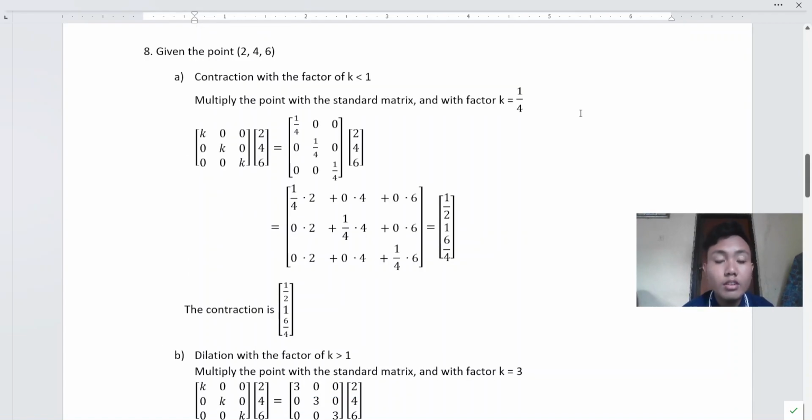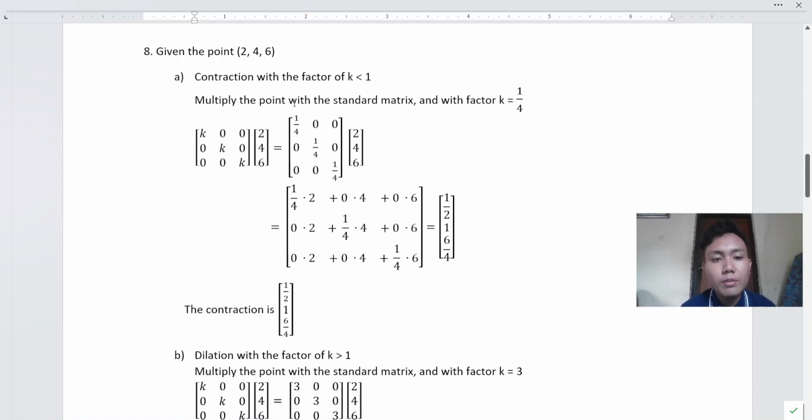Next is question number 8. Here is the answer. We need a point in R3, so given the point (2, 4, 6), part A: a contraction with a factor of k, where k is less than 1.